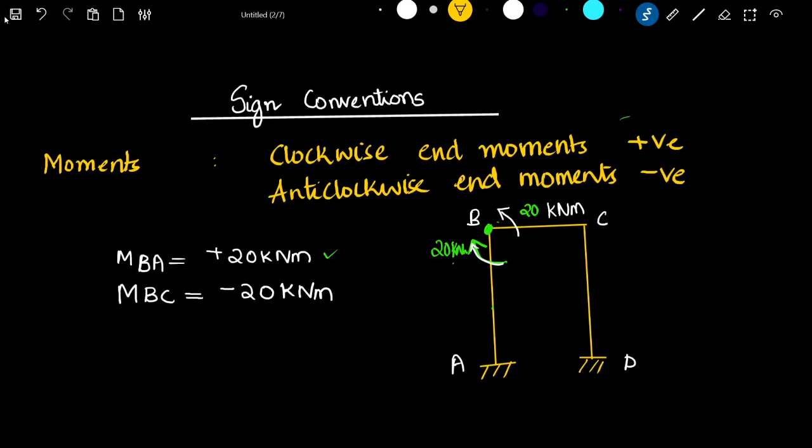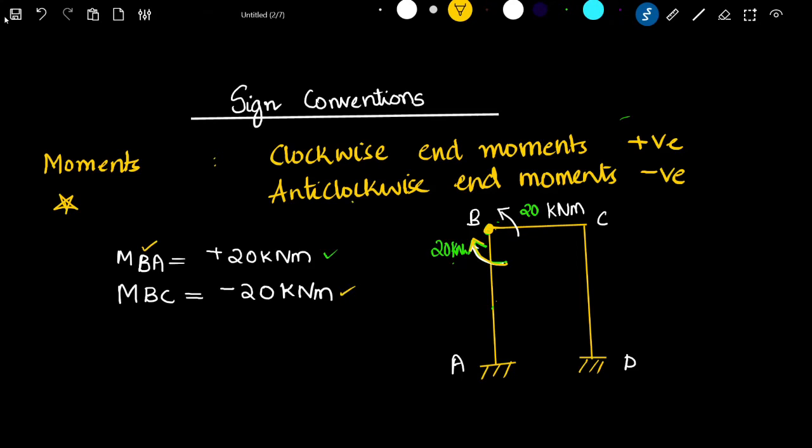And moving on to the equation, we need to find out what sign conventions are being used. This is very important to understand when it comes to actual application of the equations to problems. Clockwise end moments are considered positive and anti-clockwise end moments are taken as negative. Like in this figure ABCD itself, consider this joint B. Here, the moment at BA is clockwise in nature, so you can write it as positive, whereas MBC is anti-clockwise in nature, so you write it as negative.